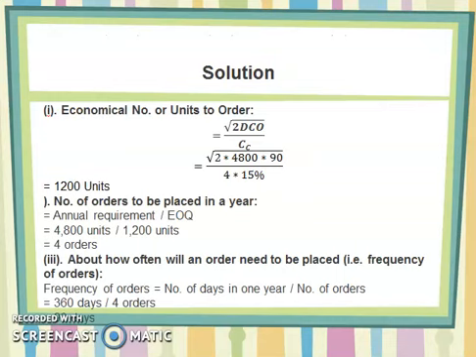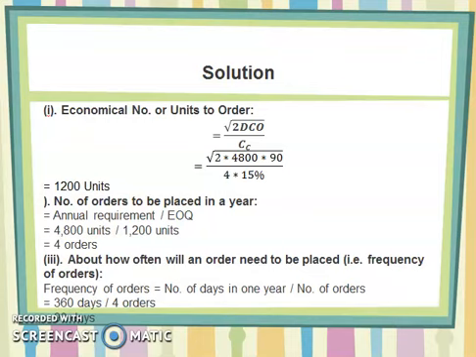So, to calculate EOQ, the formula is under root 2 D CO over CC. So, 2 multiplied by 4,800 into 90, which is our ordering cost, over 15% of 4, which is our carrying cost. It comes out to be 1200 units.